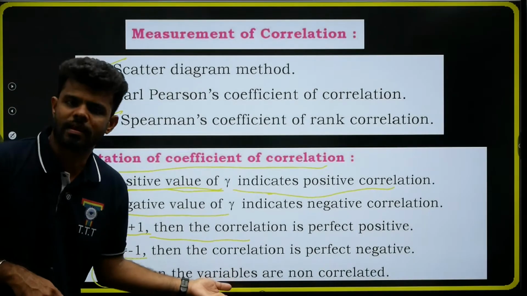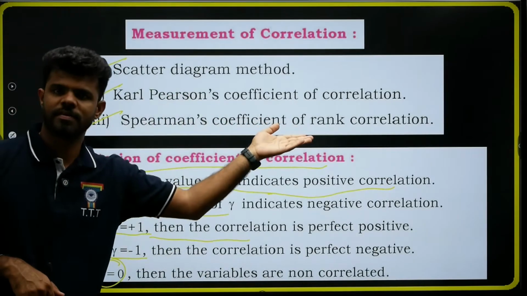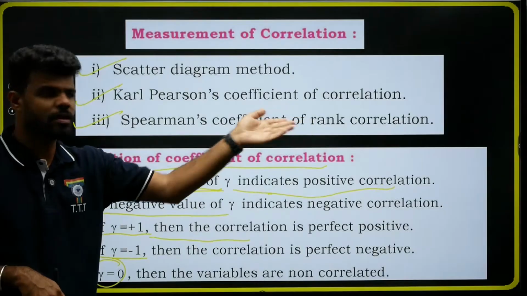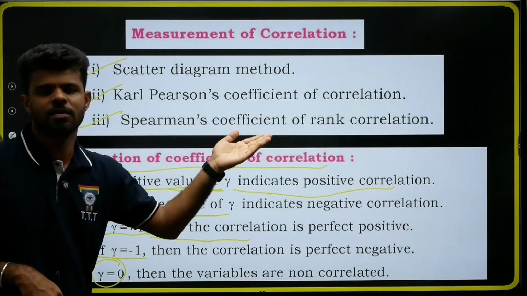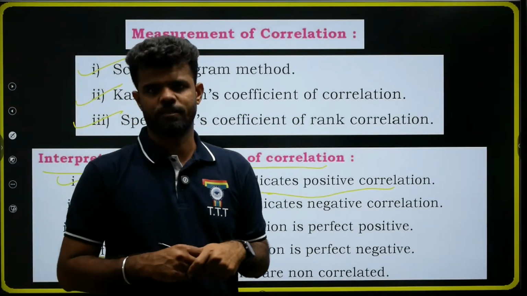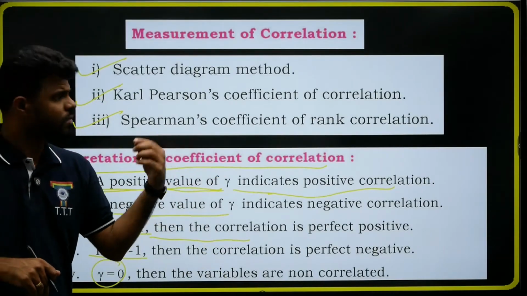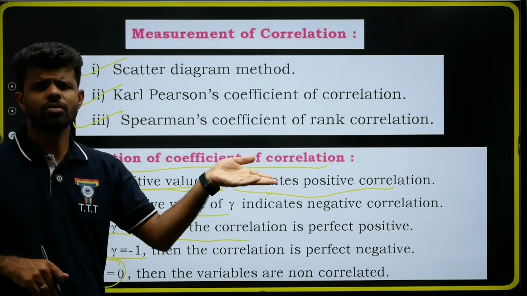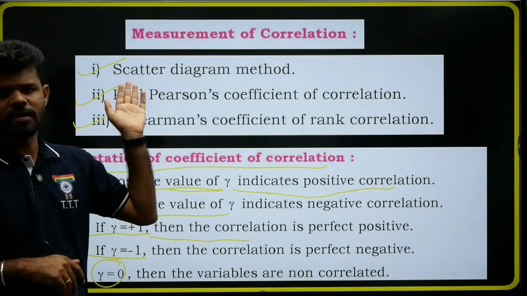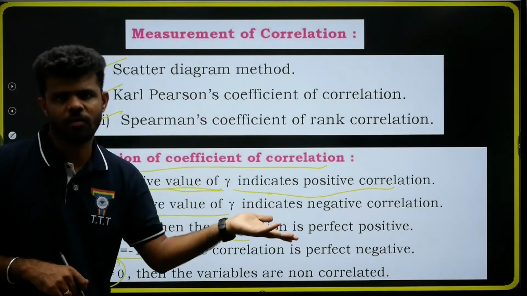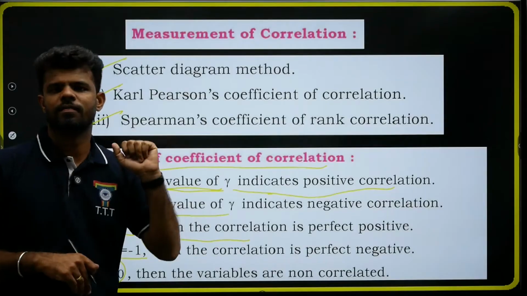So these are all the conclusions that you must write while doing the calculation, either by using Karl Pearson correlation coefficient or by using Spearman's coefficient of rank correlation. So that is the interpretation of correlation coefficient. Next we will start with how to calculate, how to predict whether it is positive, negative or different types of correlation by using 3 different measures.